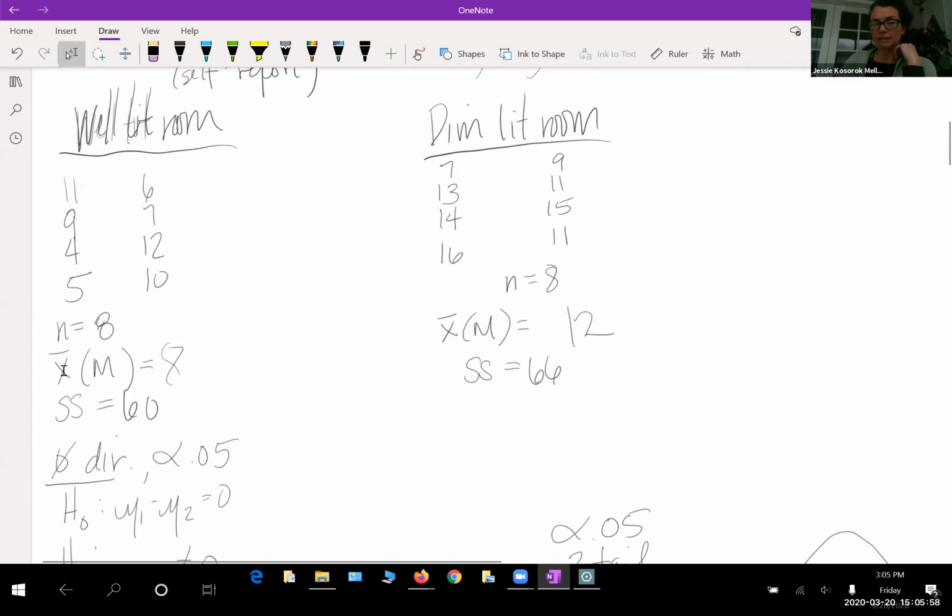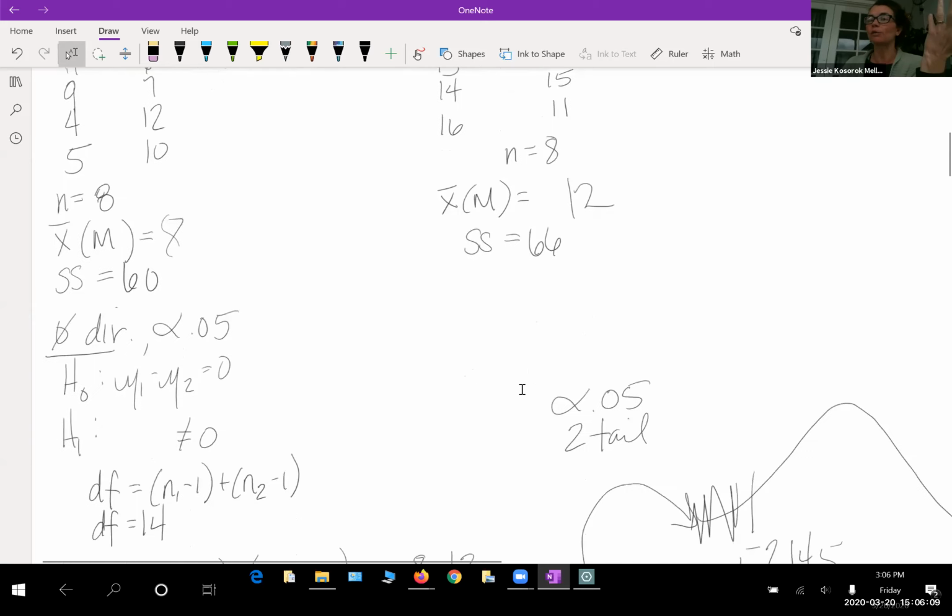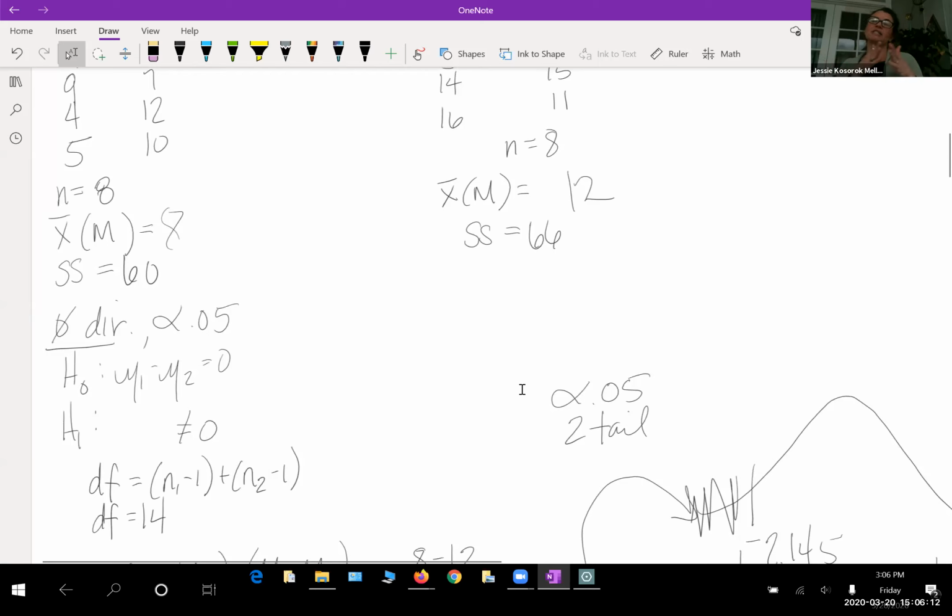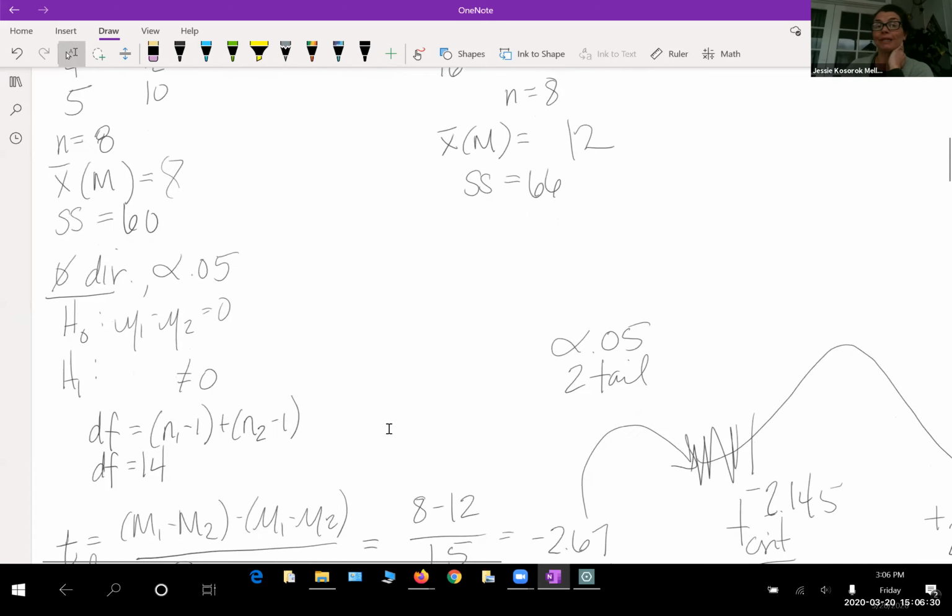The average, X bar M, for the well-lit room is an 8, and the sums of squares is a 60. The average for the dim-lit room was a 12, and the sums of squares was a 66. So now the question becomes, is this difference between this 8 and 12, given these 16 people that we have and the error inherent within, enough to say it's not by chance? The dim-lit room, right, they're higher, they over-reported and inflated their puzzle completion, and they might be liars.